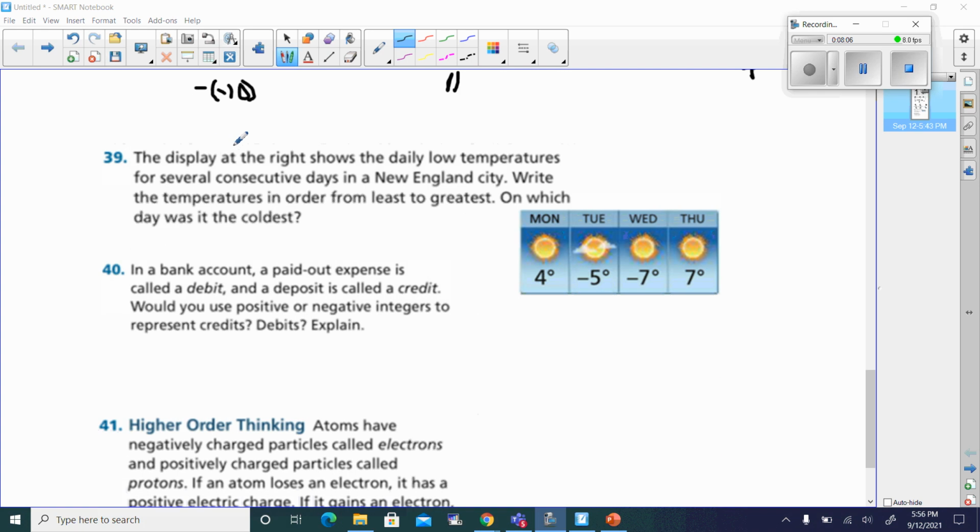The display at the right shows the daily low temperature for several consecutive days in a New England city. Write the temperatures in order from least to greatest, and which day was the coldest? Well, we have these days, and which day was the coldest? It says, write the temperatures in order from least to greatest.